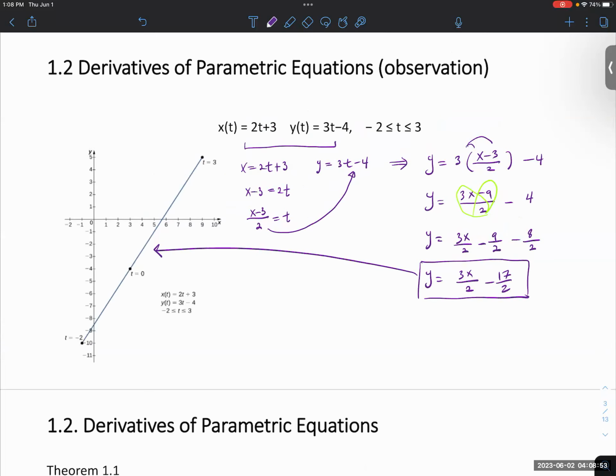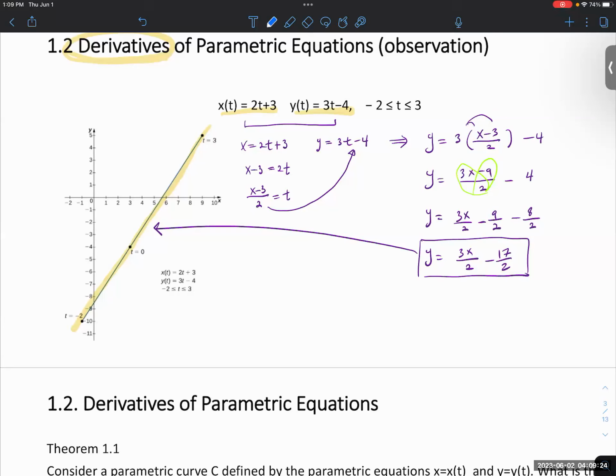Very good. So now we are wondering, is there any simpler way we can find this equation? Yes. In 1.2, they are going to introduce the concept of differentiation, the derivative of a parametric equation. Since this parametric equation came from those two functions, x and y, the idea is we are going to take the derivative of each of x and y, and let's take a look at what we get.